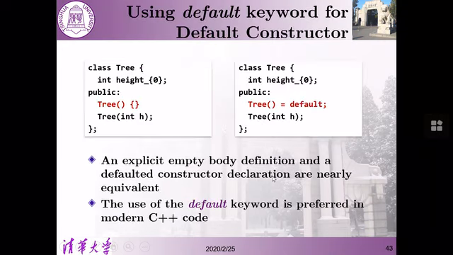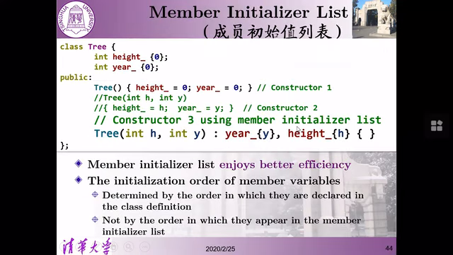And this is the grammar. Another one is using the default keyword for the default constructor. This is very simple, easy to understand. If you want to define a default constructor but actually want to do nothing, then you just use the default keyword, with no need to type the function body. And now here is the member initializer list.